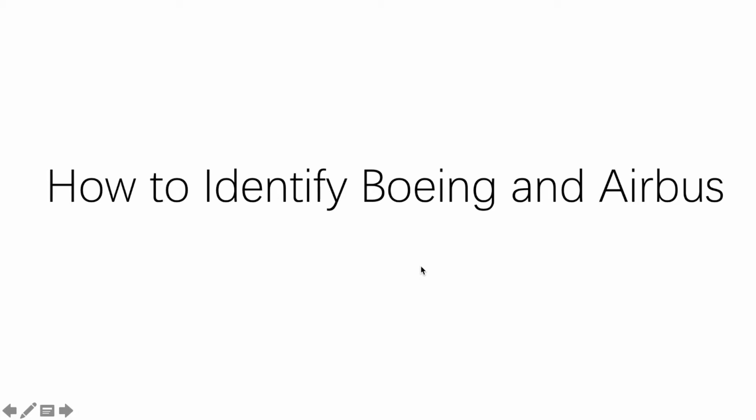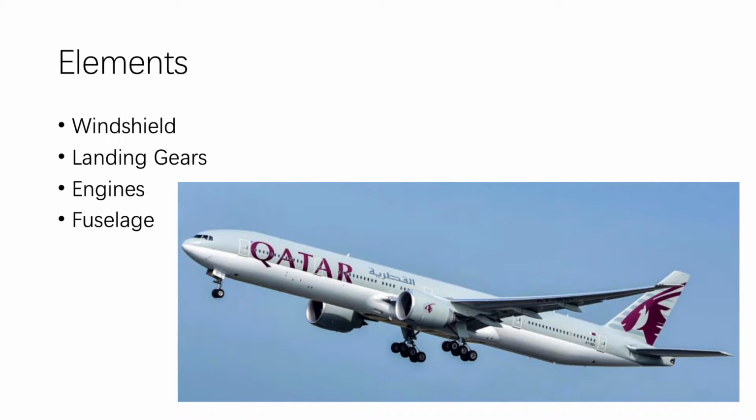Hi guys, I'm Jun. Today I'm going to show you how to identify Boeing and Airbus aircrafts, and it is only applicable to the following Boeing and Airbus aircrafts. We are going to look at four elements here to identify aircrafts: windshield, landing gears, engines, and fuselage.